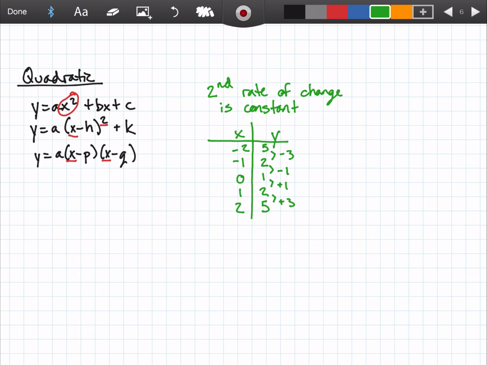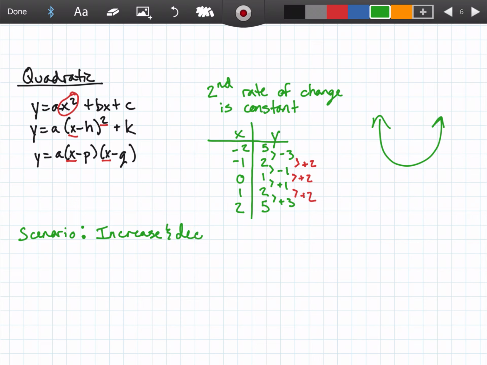So that, I can kind of see there's a pattern there, but the big thing comes when I find my second rate of change. So the rate of change between the rate of change from -3 to -1, I add 2, -1 to +1, add 2, add 2. So that second rate of change is what tells me that this is a quadratic. And we already know that looks like a parabola.